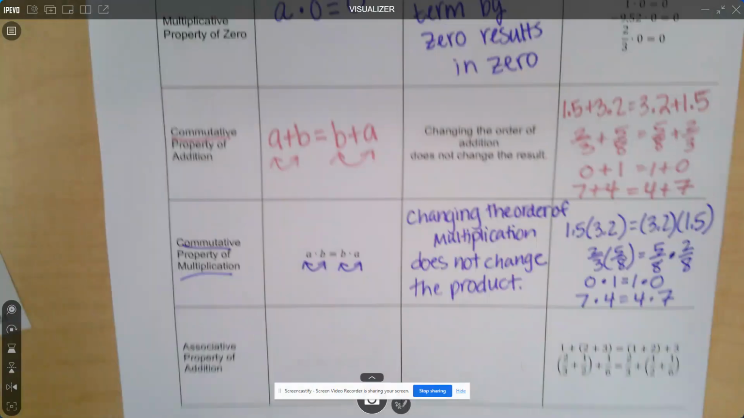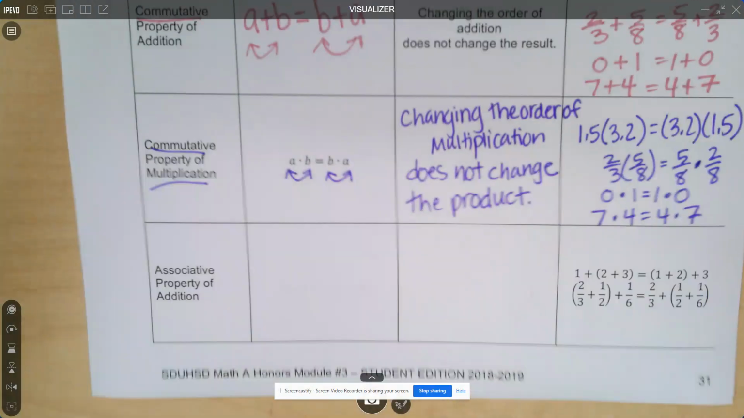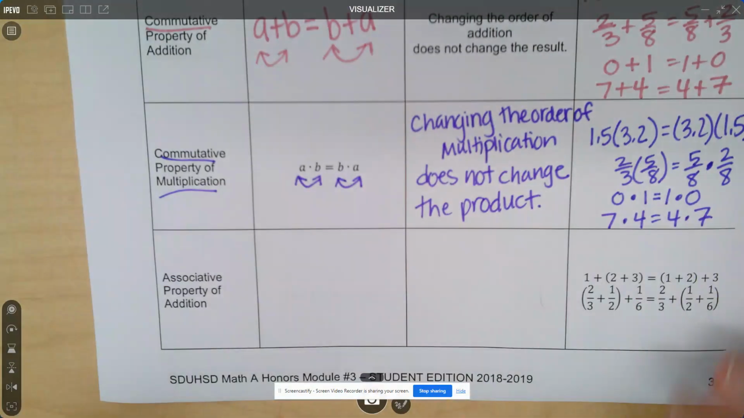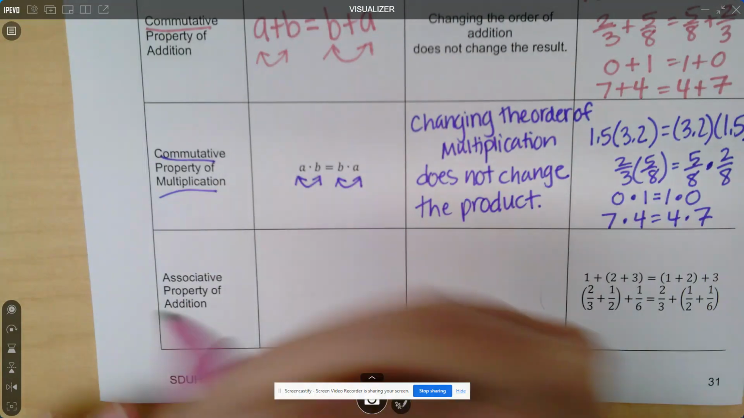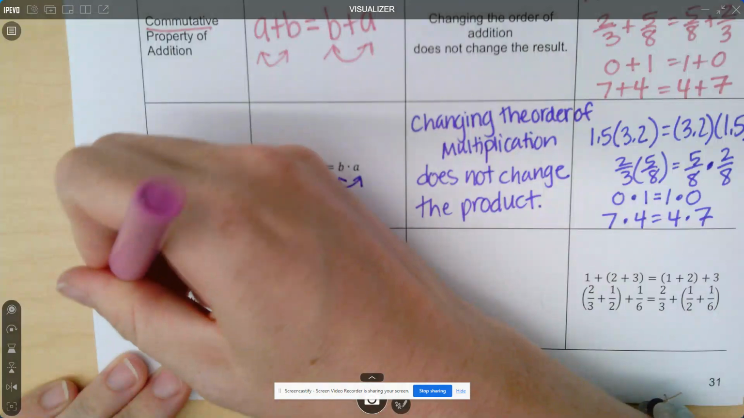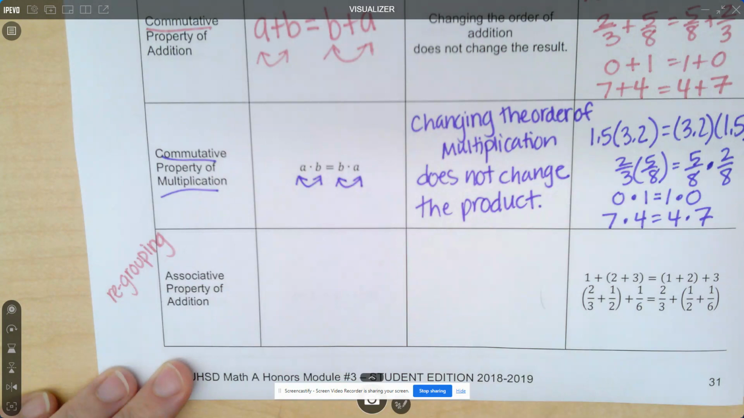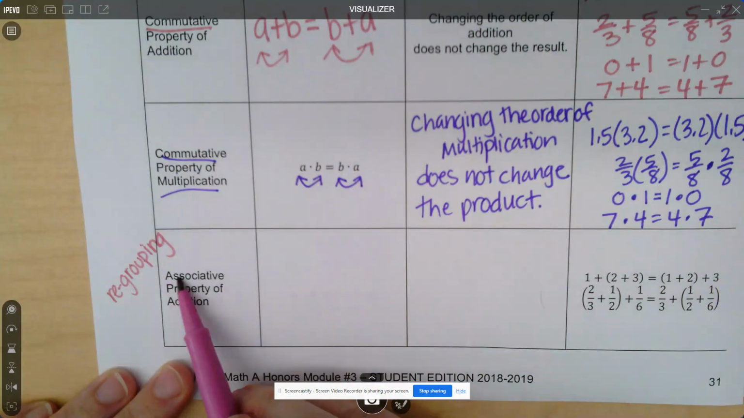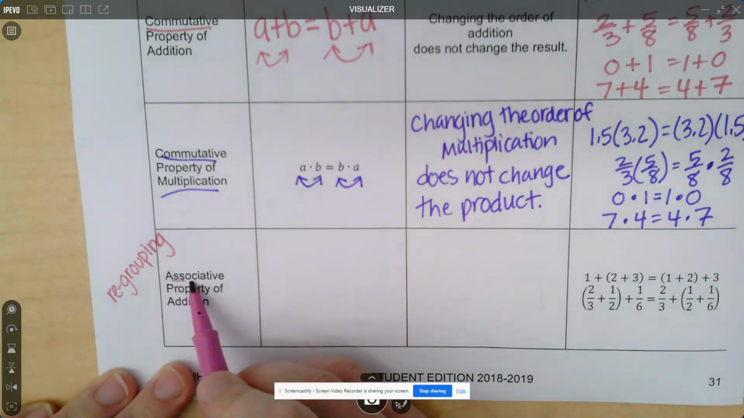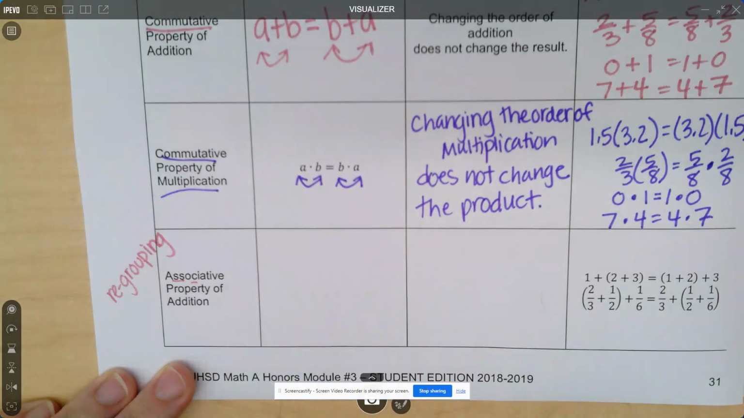Where it's a little bit different is with the associative property. So the associative property of addition has to do with regrouping. And of course, I have a little rhyme for you. Associative property has S's and C's. That's what moves those parentheses.